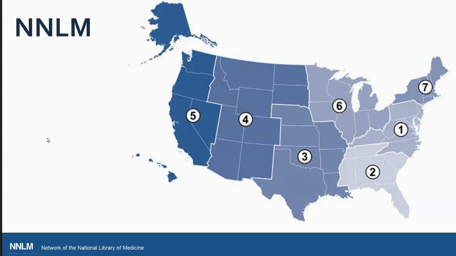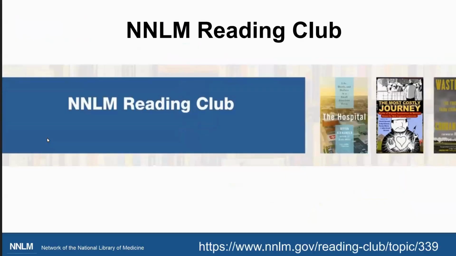I do want to mention two rural specific resources that we have. First is the NNLM Reading Club Rural Health Collection. The Reading Club serves to help libraries with health literacy outreach and engagement through reading. It's similar to a book club with book selections and guides related to health topics. On the NNLM Reading Club page, you are able to see recommended books by health topic, download discussion guides, and promotional materials. And the link should be in the chat.